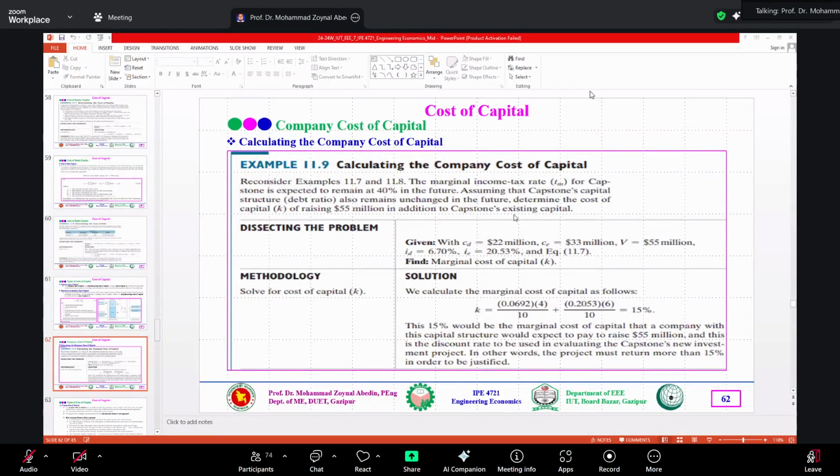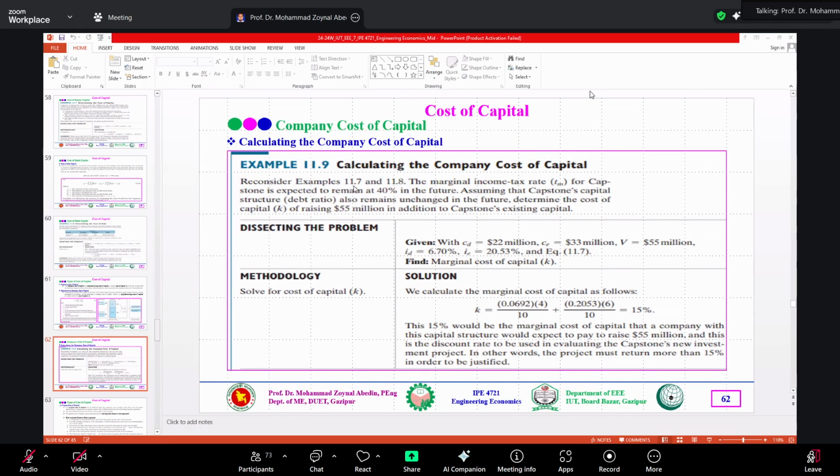Now let's see the example. I am telling you that there are three kinds of cost of capital. One is the cost of equity. There is also one mathematical example I discussed. Second one is the cost of debt. Also the example is given. Third one is example 11.9, calculating the company cost of capital.